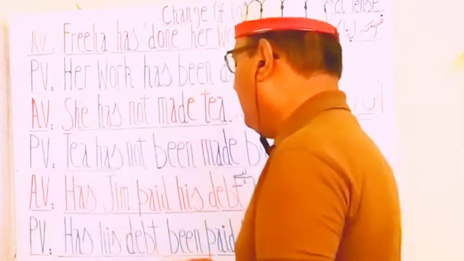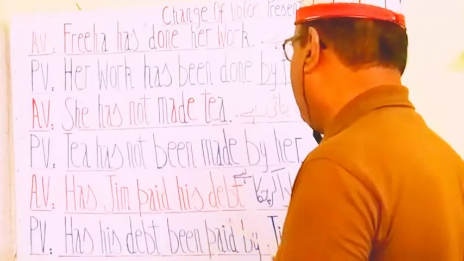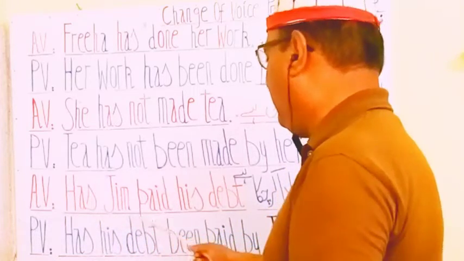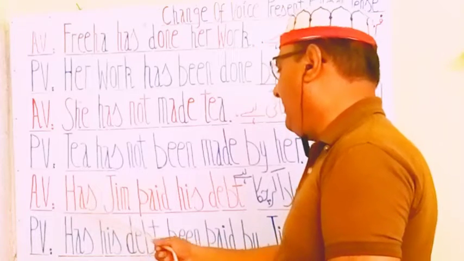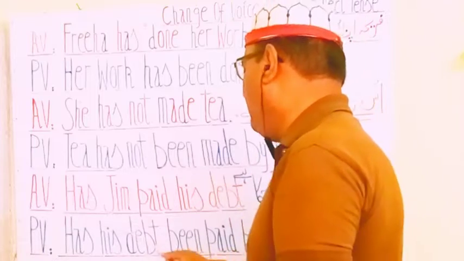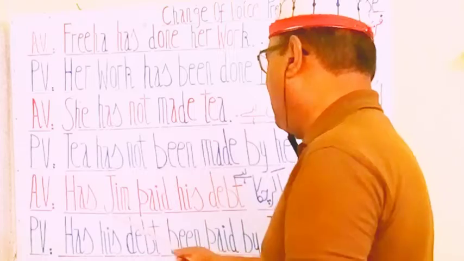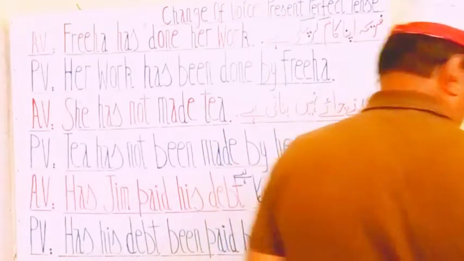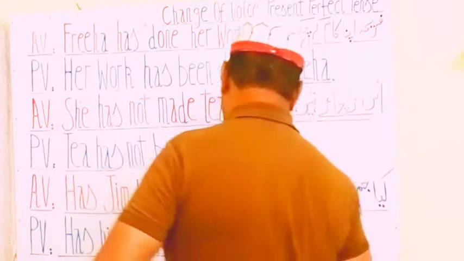Now viewers, let's read out the new active sentence, new active statement. Here see the new active voice sentence is, नया active voice में जो जुमला है वो read out करते हैं. Let's read it out. Has Jim paid his debt? This is a question. क्या जिम अपना कर्ज अदा कर चुका है?